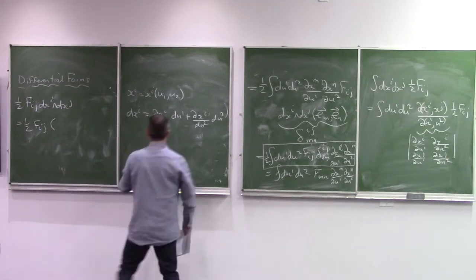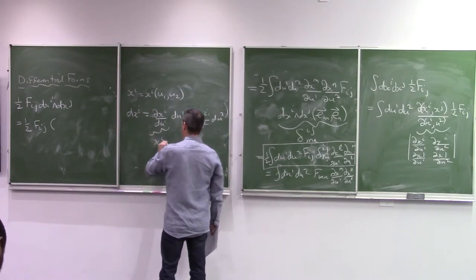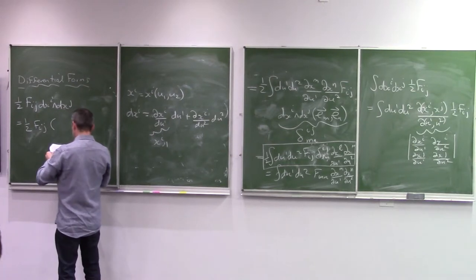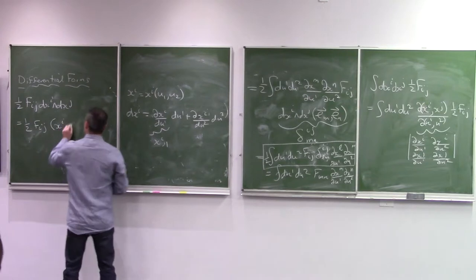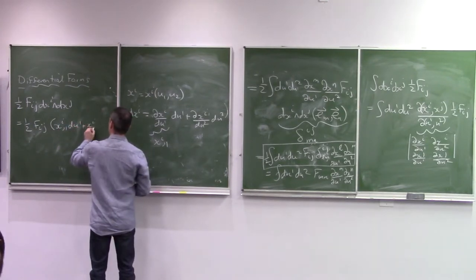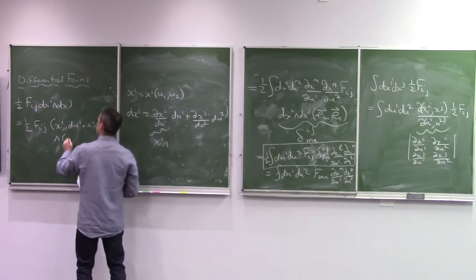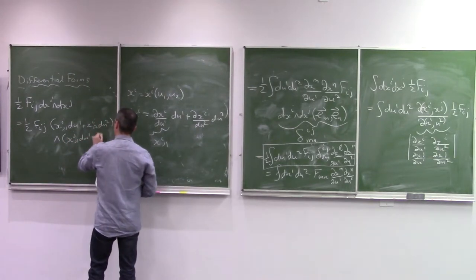Okay, I'm going to use some short-term notation. I'm going to write that as xi, comma 1. So this will be xi, comma 1, du1 plus xi, comma 2, du2, which xj, comma 1, du1 plus xj, comma 2, du2.